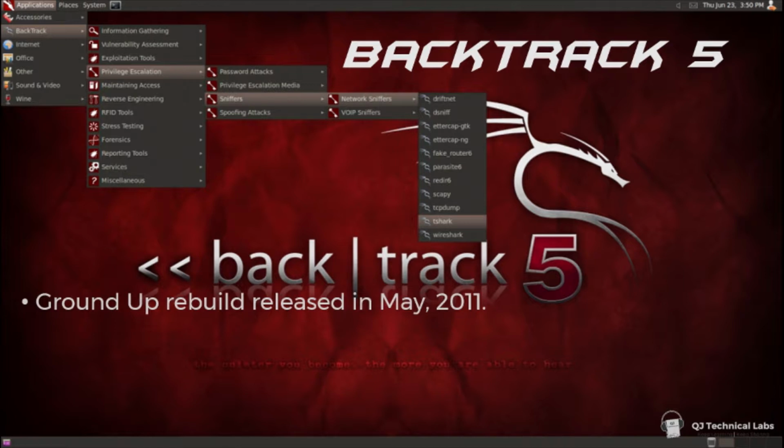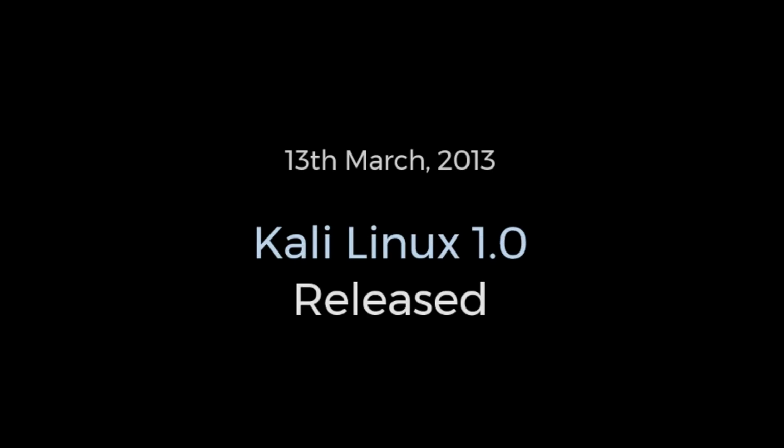BackTrack 5 improved and continued to grow with revisions R1, R2 and R3 which were released over 2 years, 2011 and 2012. Up till now, BackTrack had an aggressive update cycle with a new version coming up every 3 to 6 months. But after BackTrack 5, the complete development and update cycle of BackTrack went silent. There were rumors that BackTrack was being sold out, which was not at all true. 13th March 2013 was the date when Kali Linux 1.0 was released by the developers of BackTrack.